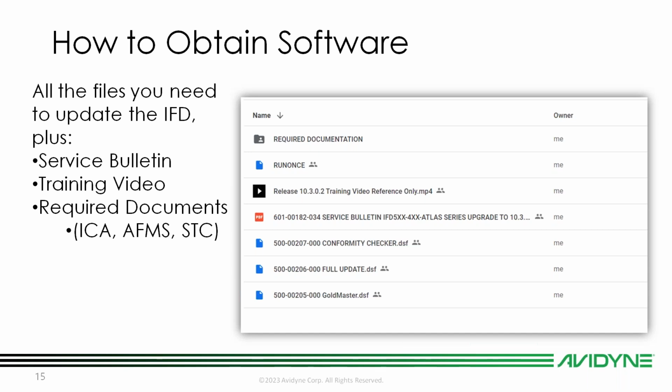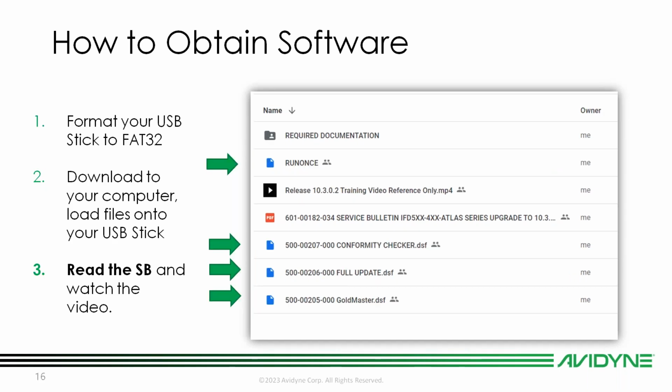So if you don't have them yet, the required documents are going to be in the required documentation folder, which includes the ICA, AFMS, and the STC paperwork if you don't already have that. The files that are going to be going onto your freshly formatted FAT32 USB stick are going to be the files with the little blue icon on the left. There's only 4 of them. Please do not load all of these files onto your thumb drive and then try loading them up into the IFD. Just these 4 files right here. Run once, conformity checker, full update, and gold master.